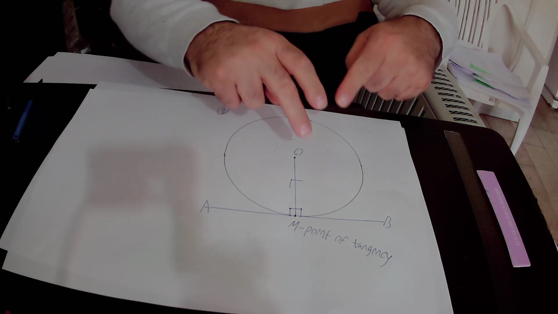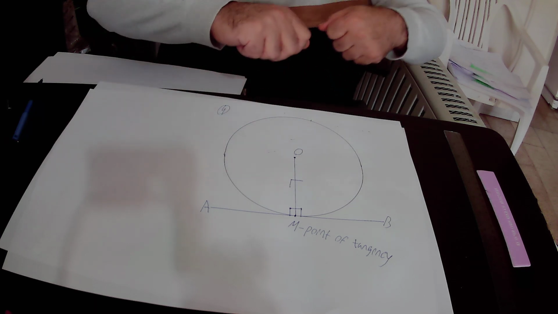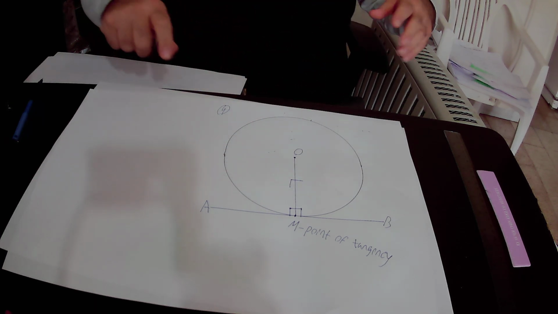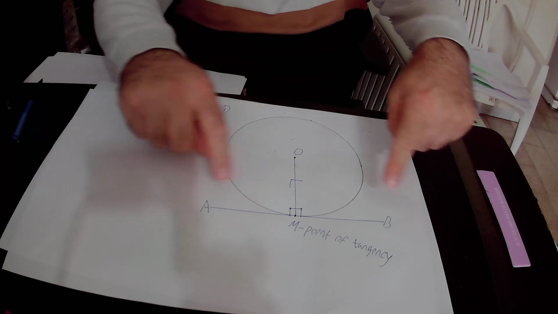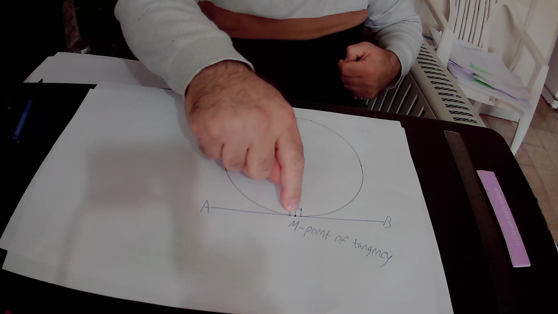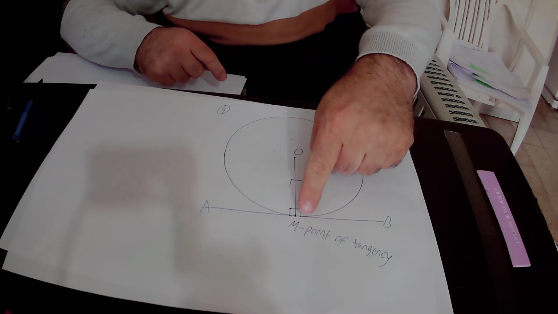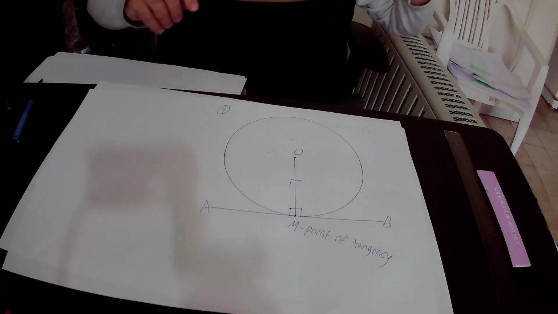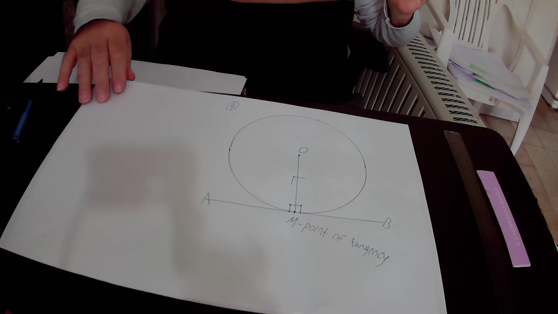Whenever you have a radius, like in this drawing, that is drawn to the point of tangency, then the tangent, in this case tangent AB, will be perpendicular to this radius. That is to say, this angle equals 90 degrees and this angle also equals 90 degrees. Okay, that is rule number 2.